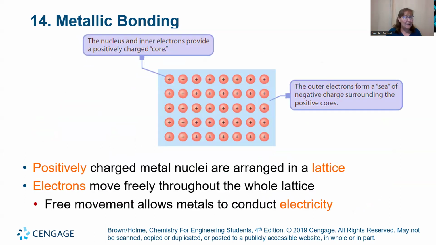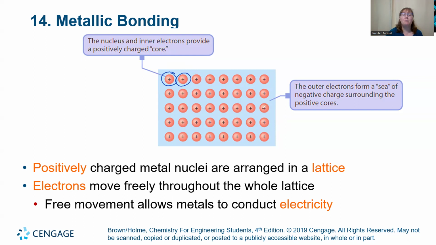Okay. Now here's that metallic bonding I promised. In metallic bonding, the nucleus and the inner electrons, or your core electrons, which you'll learn more about later, are basically these little positive centers. Right here is your nucleus and your cores.